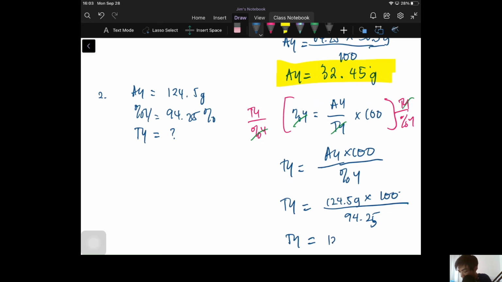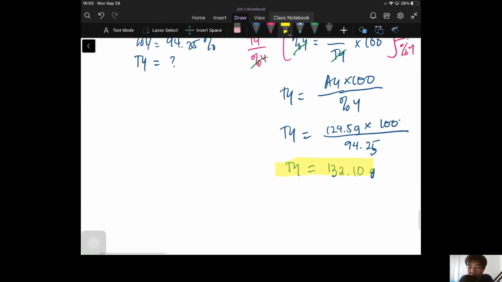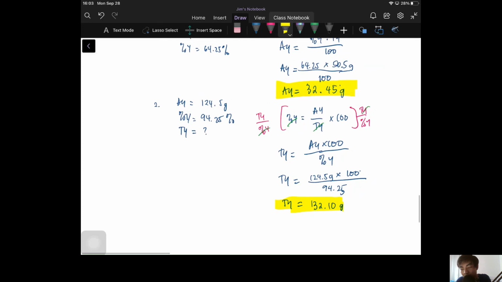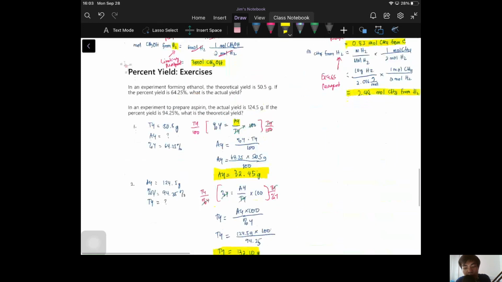So the theoretical yield is 132.09510 grams. No? Okay. Usually, when your percent yield is less than 100, the theoretical yield is greater than the actual yield. So that sums up chapter 4. We have now discussed the limiting and excess reagent and the percent yield.